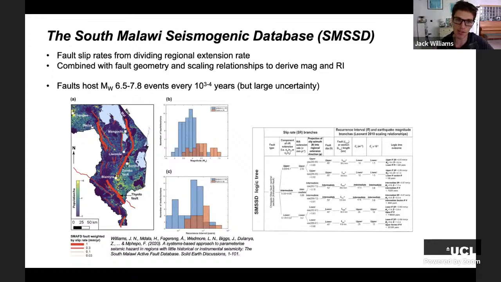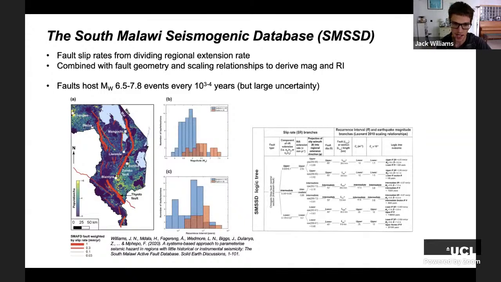We've also created a complementary database, the South Malawi Seismogenic Database, where we've been able to derive some slip rates for these faults, basically by assuming that in an amagmatic continental rift, most of the strain should be on the edge of the rift, on its bounding faults, and the intrabasinal faults should be quite low slip rate. And we've combined that with some earthquake scaling relationships to get an idea of their earthquake magnitudes and fault recurrence intervals. I'm not going to go into full detail on this work.